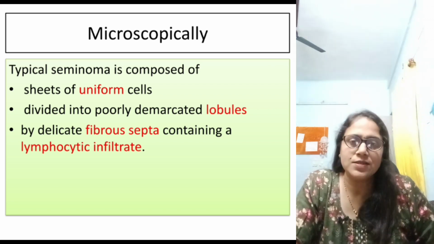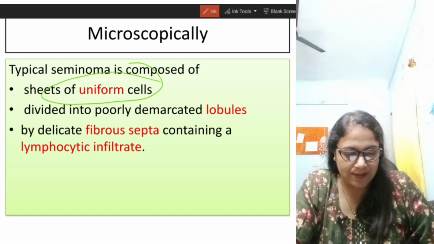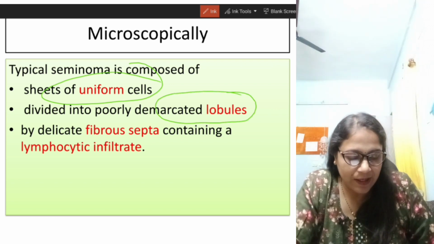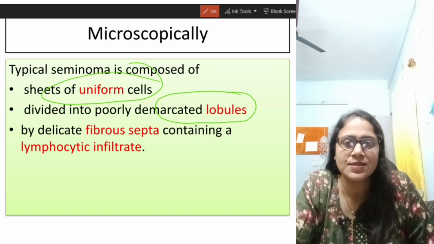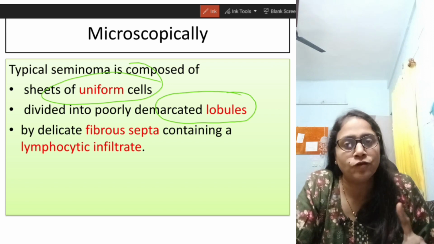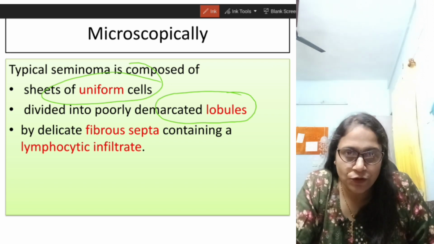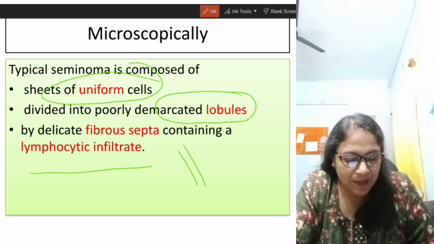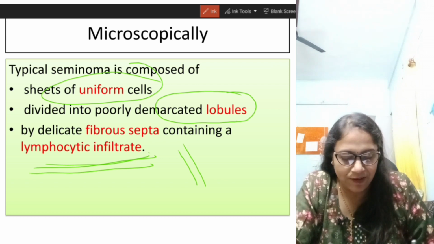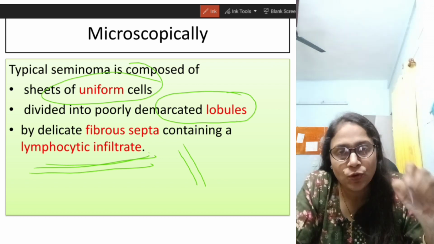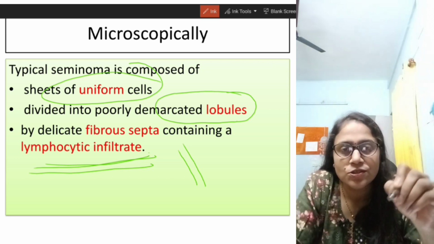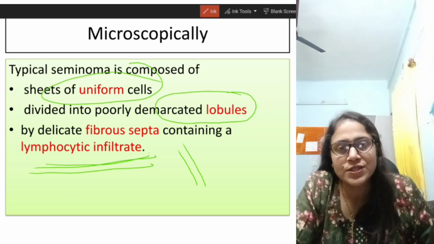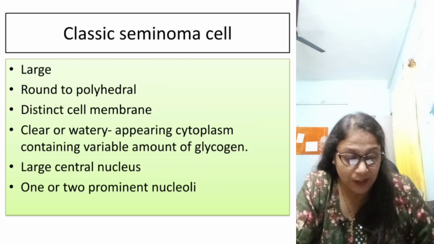So microscopically it consists of sheets of uniform cells. There are sheets of uniform cells which are divided into demarcated lobules. Very important. These are the key points you must remember for your viva. So there are sheets of uniform cells divided into poorly demarcated lobules, and the fibrous septa which are lining the lobules have lymphocytic infiltrate. So there are lobules of clear cells or uniform sheets of cells which are confined into lobules. Lobules, fibrous septa have lymphocytic infiltrates. They may also have granuloma.